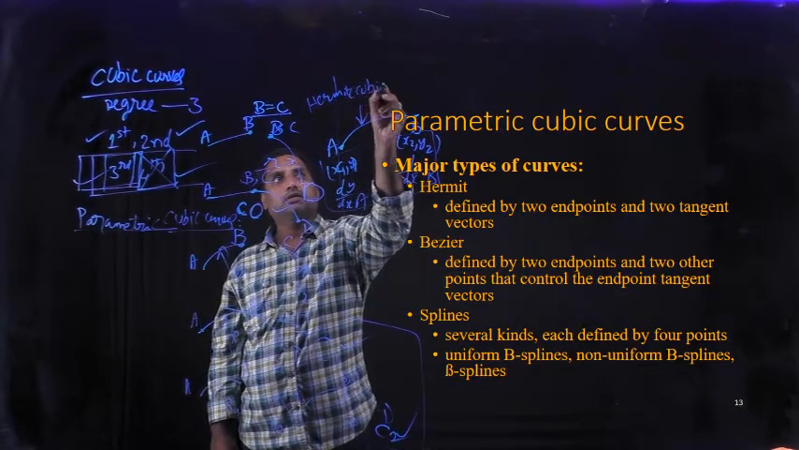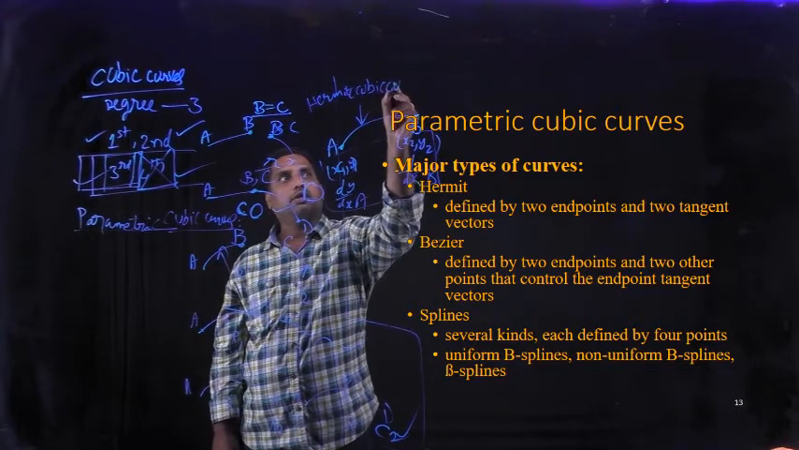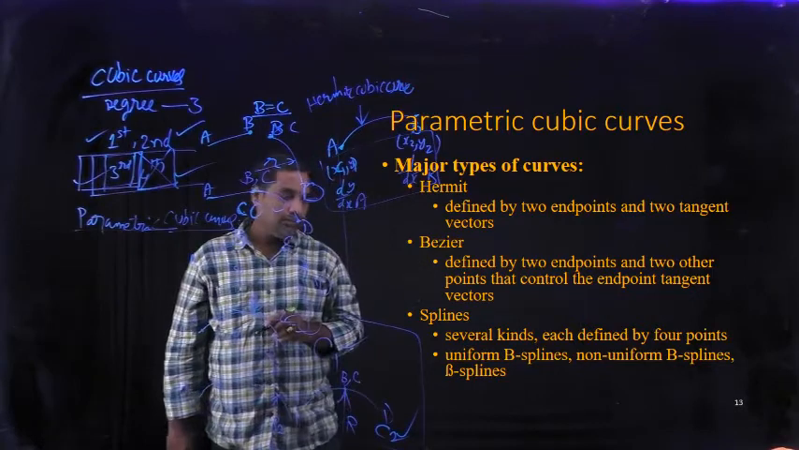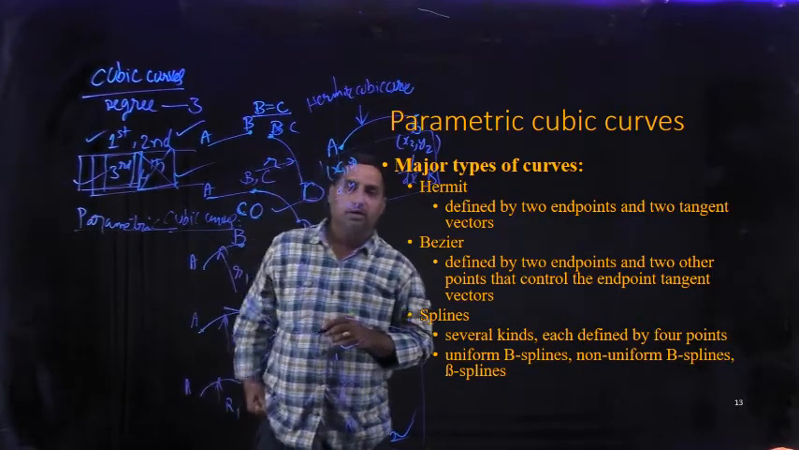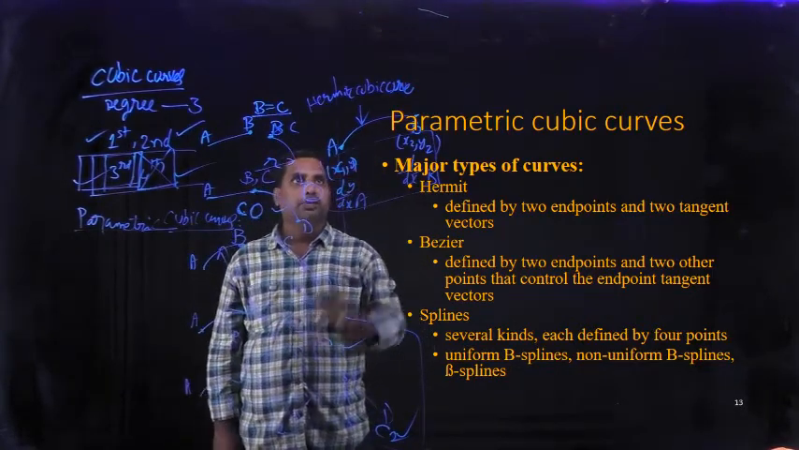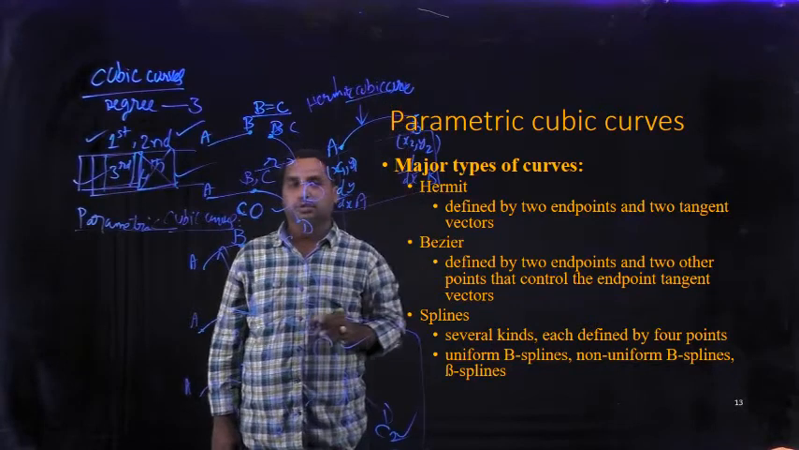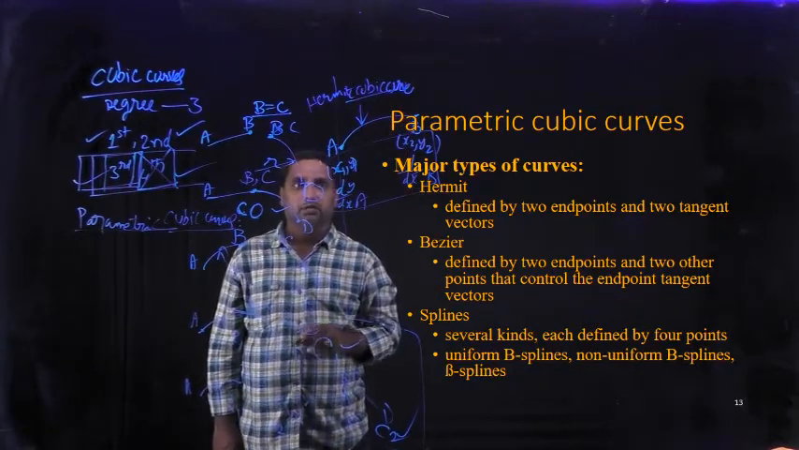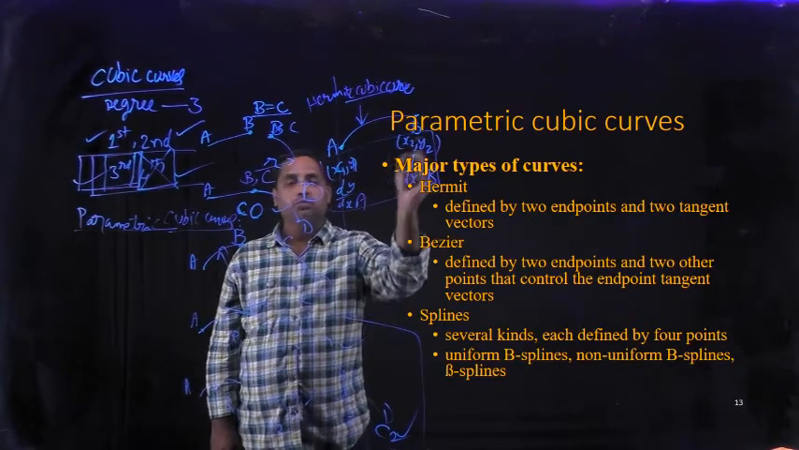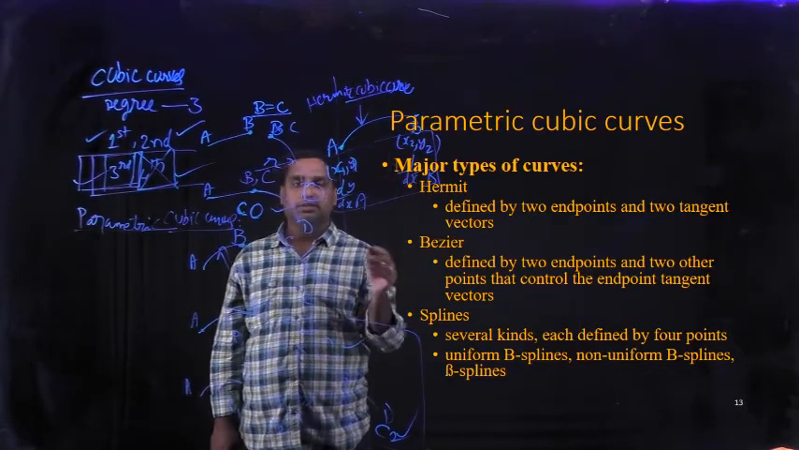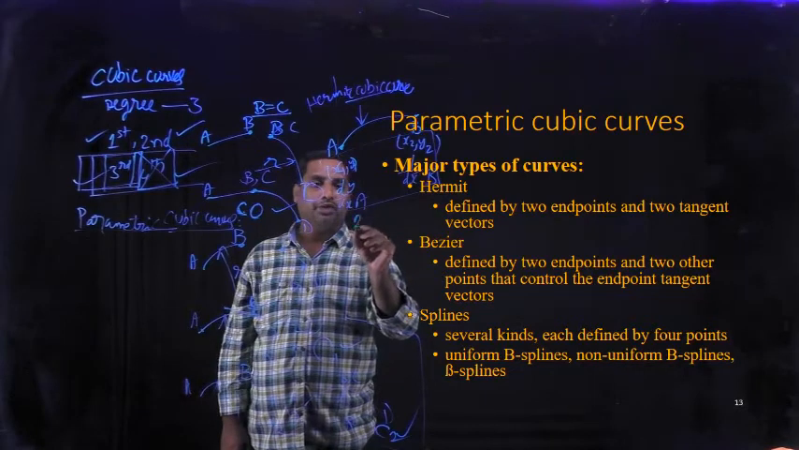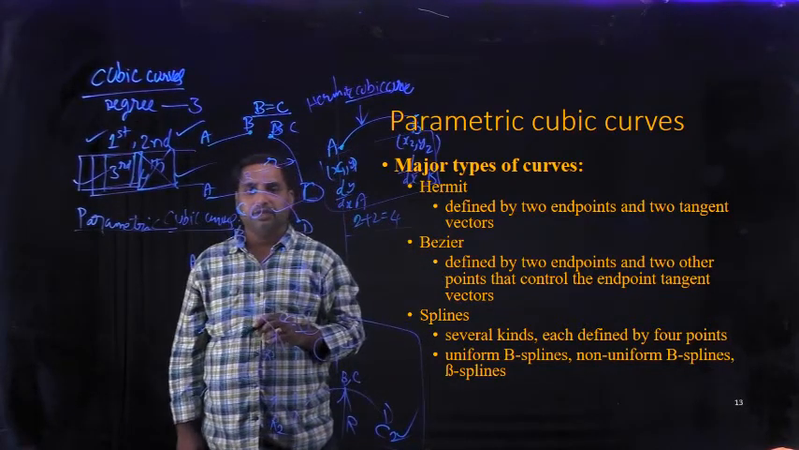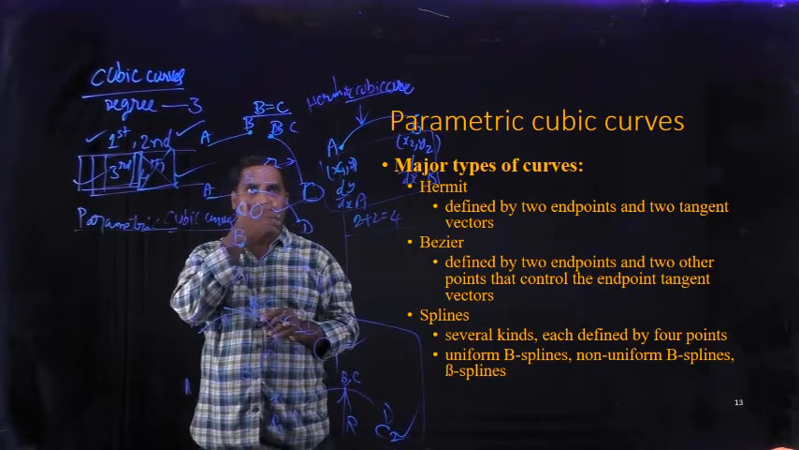Don't depend upon this writing. Listen carefully to what I am telling. For the Hermite cubic curve, the degree of the curve is 3, hence it requires 3 plus 1 conditions. One condition is endpoints, 2 endpoints, and another condition is 2 end slopes. That is 4 boundary conditions. 2 plus 2 equals 4 boundary conditions you require for defining the Hermite cubic spline.